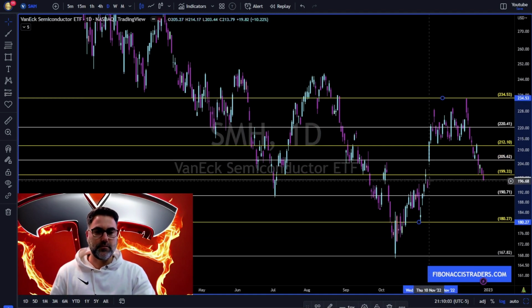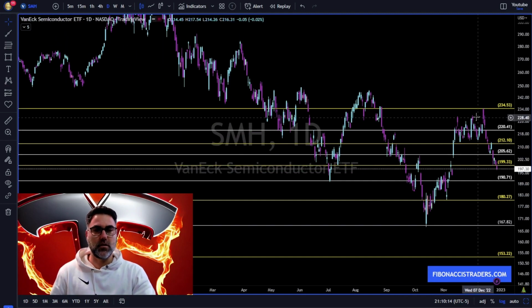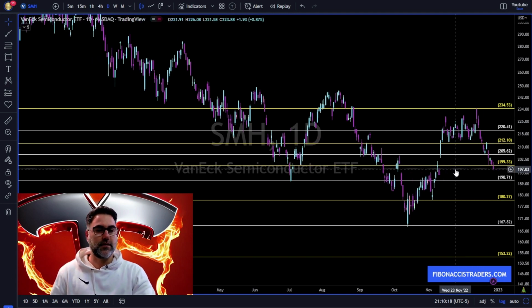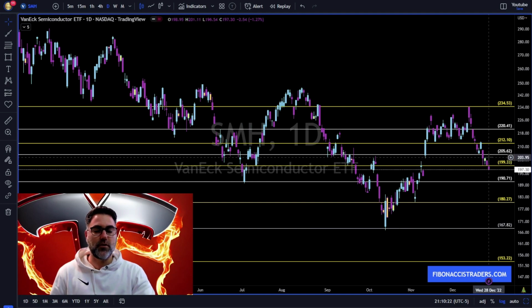close this gap. Not surprising, because 80% of all gaps will get filled at some point, and the sooner the better. Now this gap is filled. It doesn't mean that we will have trend reversal. We need to follow price, use levels to manage risk.